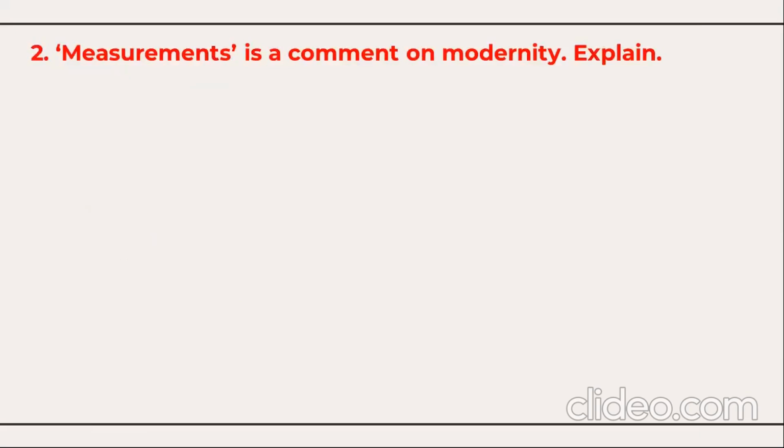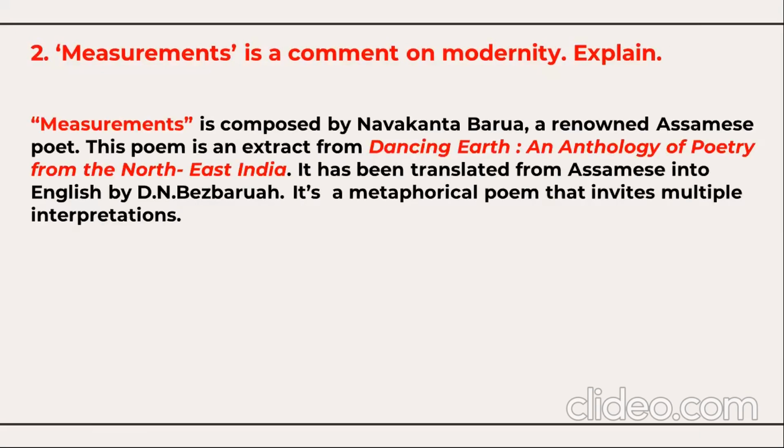The poem is a comment on modernity. Explain. The poem Measurements is composed by Navakanta Barua, a renowned Assamese poet. This poem is an extract from Dancing Earth, an anthology of poetry from the Northeast India. It has been translated from Assamese into English by D.N. Barua. It's a metaphorical poem that invites multiple interpretations.